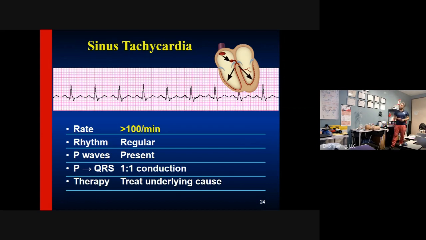Sinus tachycardia. So that's from 100 to 149. Anything greater than 150 is SVT. Everything's normal on sinus tachycardia. We can see the P, the Q, the R, the S, and the T. But it's really close together because it's occurring really, really fast.